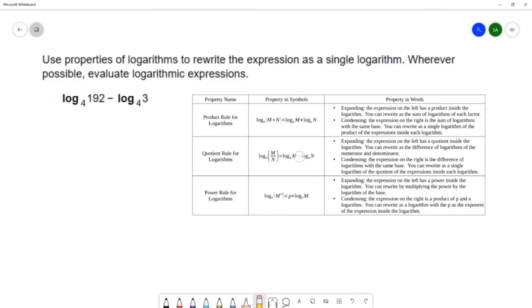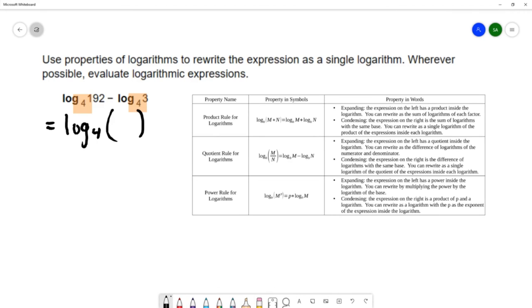Now in my expression I notice a minus sign, and in my properties there is one expanding and condensing property that has a minus, and that is the quotient rule. So I'm going to use the quotient rule to combine, and when we condense this to a single logarithm, we're going to condense it with division. So we can write this as log base 4. And by the way, we can only condense when the bases are the same. If the bases are different, you wouldn't be able to use the quotient rule.